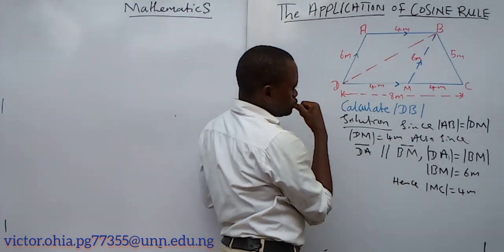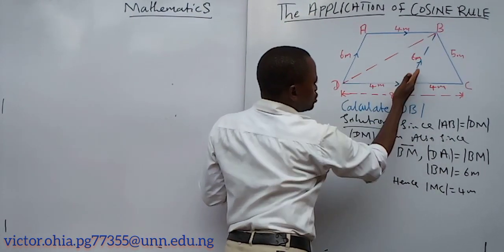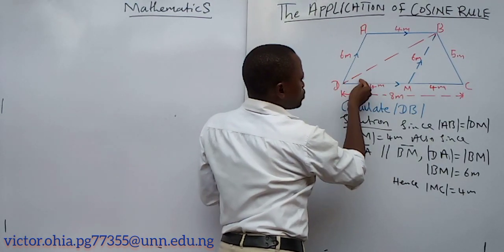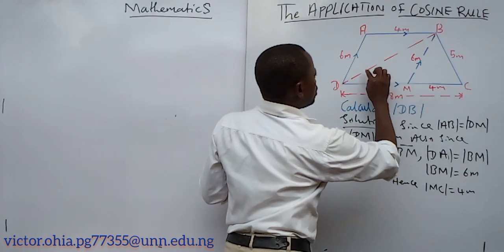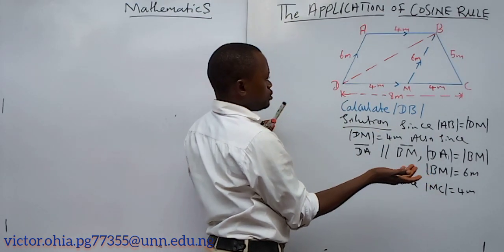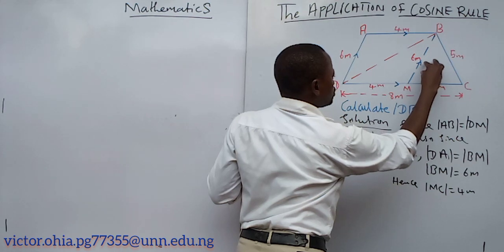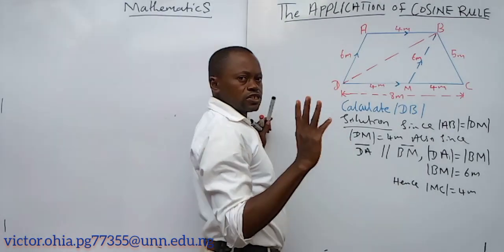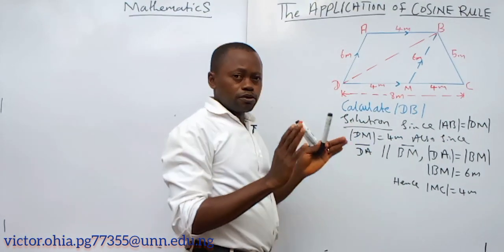Inside this triangle, this and this is given. No angle like this one here, like this one here. None of them is available. This side DB is not also available. That is what we are supposed to calculate. Now, do you see this triangle here? That is triangle BMC. You see that the three sides are available. So we can start from there.